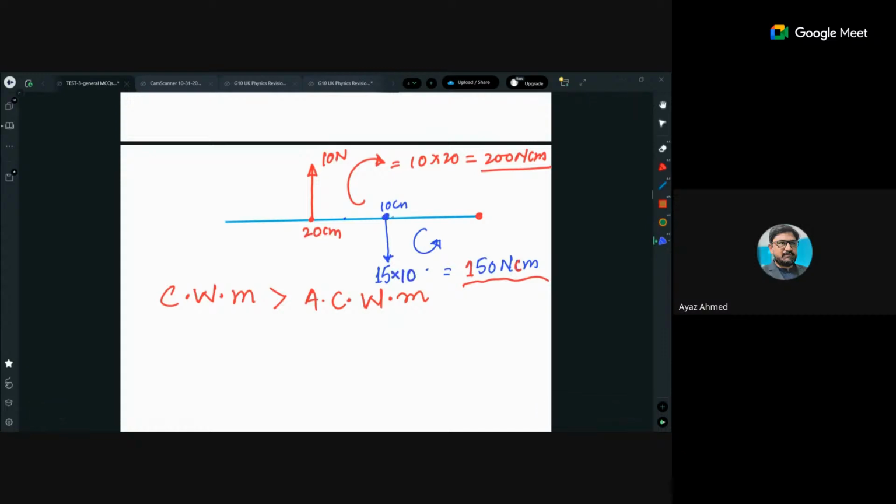It is at 10 centimeter from the pivot. Pivot is at 0. Okay, got it, sir. So it means clockwise movement has been increased now. So when clockwise movement would be increased, the rod would rotate clockwise. Got it? Yeah, got it.